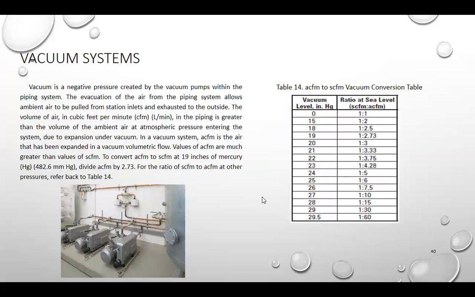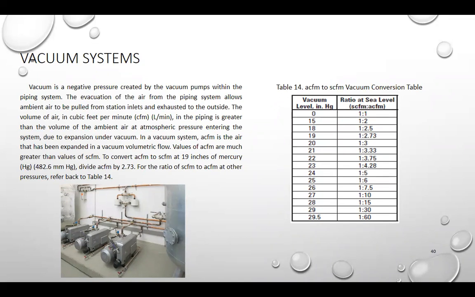Vacuum system. Now, for the vacuum system, vacuum is a negative pressure created by the vacuum pumps within the piping system. The evacuation of the air from the piping system allows ambient air to be pulled from station inlet and exhausted to the outside. So, the volume of air in cubic feet per minute (cfm) in the piping is greater than the volume of the ambient air at atmospheric pressure entering the system due to expansion under vacuum.